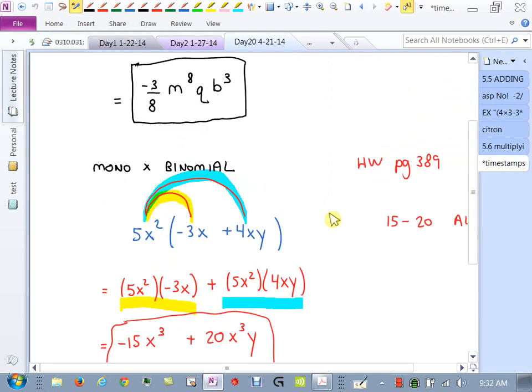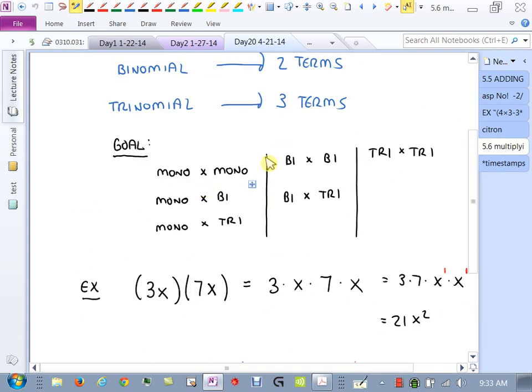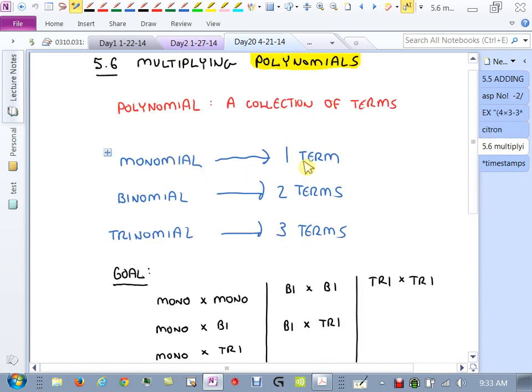Good. We were multiplying polynomials. And specifically, we were looking at this little table I had made in class. I said what we're going to do is look at these different possibilities: multiplying a monomial and a monomial, monomial and binomial, monomial, trinomial, binomial, binomial, binomial, trinomial, trinomial, trinomial, right? And we said monomial was one term, binomial 2, trinomial 3.